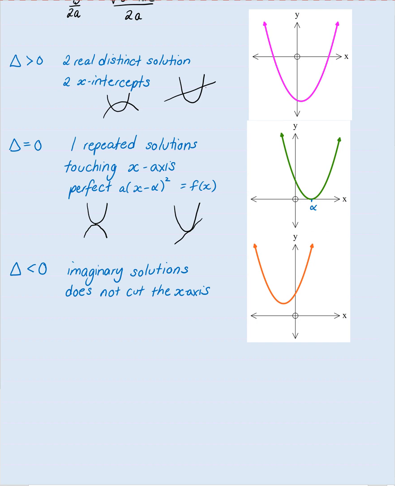And obviously, if the discriminant is less than 0 and we're solving for when lines intersect.